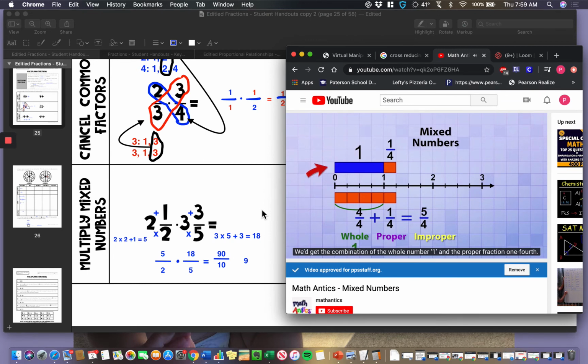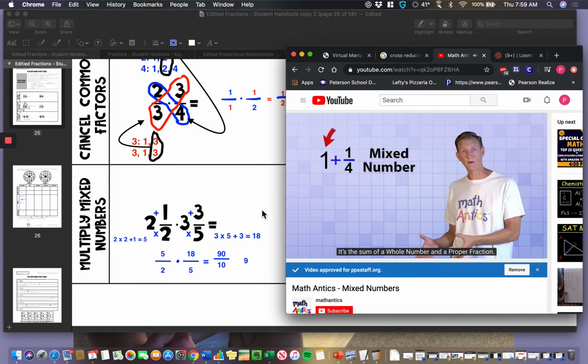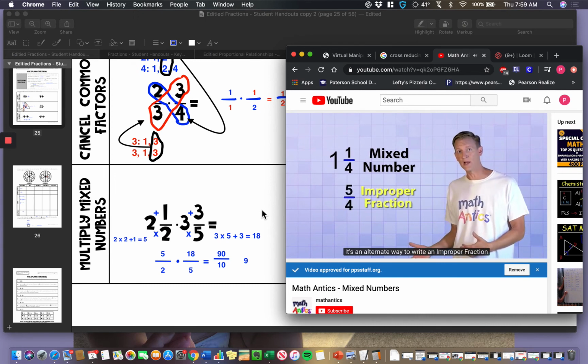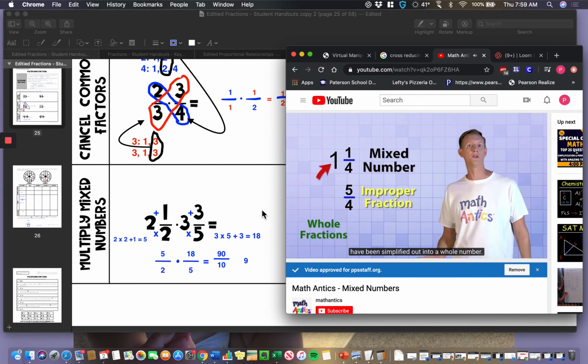We'd get the combination of the whole number 1 and the proper fraction 1/4. In other words, we'd get a mixed number. That's all a mixed number is. It's the sum of a whole number and a proper fraction. It's an alternate way to write an improper fraction where all the whole fractions that are inside the improper fraction have been simplified out into a whole number.